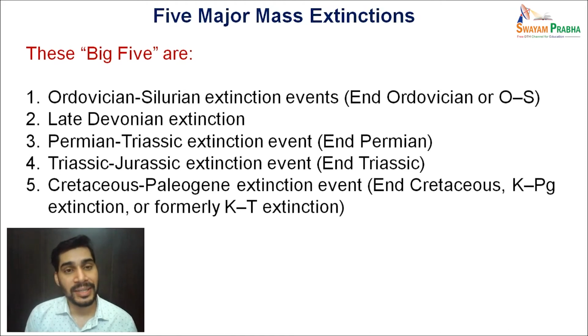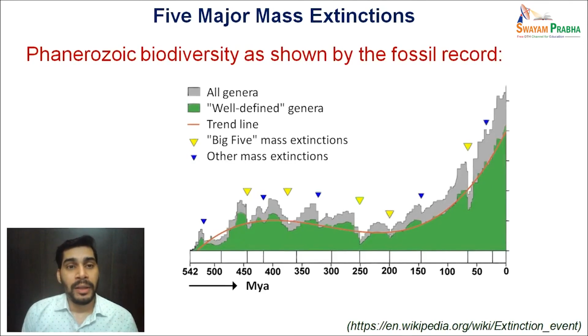Now just to recapitulate, these are the 5 major mass extinction events which we just talked about: Ordovician Silurian extinction events, late Devonian, Permian Triassic, Triassic Jurassic, and lastly the Cretaceous Paleogene extinction event. And as I just mentioned, these names are according to the geological time when this event took place. So here you can see the Phanerozoic biodiversity by fossil records that have been an indication towards how these mass extinction events have caused the biodiversity loss.